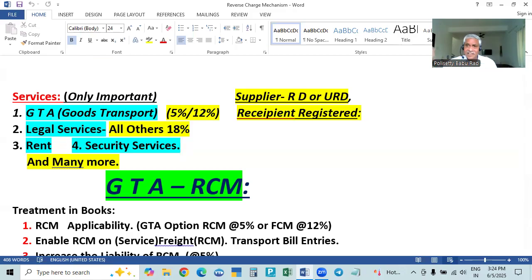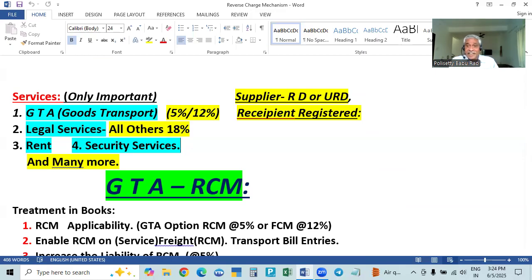Actually, under RCM the buyer will directly pay to the government. That is now called RCM. But collecting the money and paying to the government is the normal charge, or forward charge mechanism. So he can opt for the forward charge mechanism at 12%, or 5% under RCM. If he opts for this, and for an unregistered person, definitely RCM. If a registered transporter opts for the RCM, then 5% is applicable.